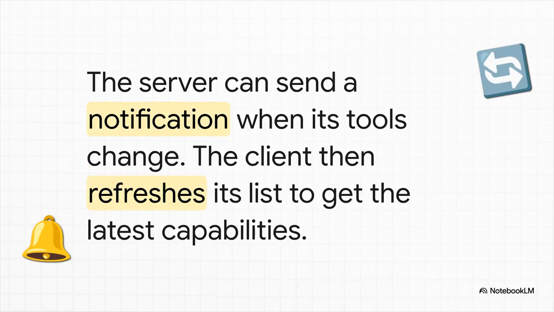But here is the most elegant part of this whole dance: the update. What happens a week later when the developer adds a 5-day forecast feature to their tool? The old way, the AI would have to constantly ask, "Anything new? How about now? Anything new yet?" It's called polling, and it's super inefficient. But with MCP, the server just sends out one little notification. Boom! The AI instantly updates its menu. It's dynamic, it's efficient, and it means the AI is always up to date.